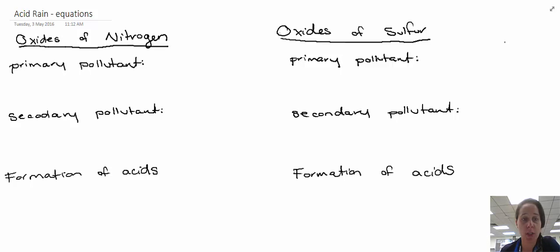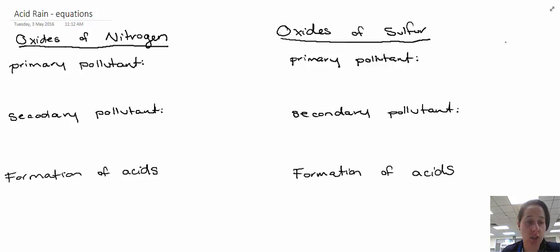In this video I'm going to be quickly going through the formulas and equations that you need to be familiar with in terms of acid rain. So you would have found out in your study so far that it's generally the oxides of nitrogen and sulphur that we are discussing when we're talking about the formation of acid rain.